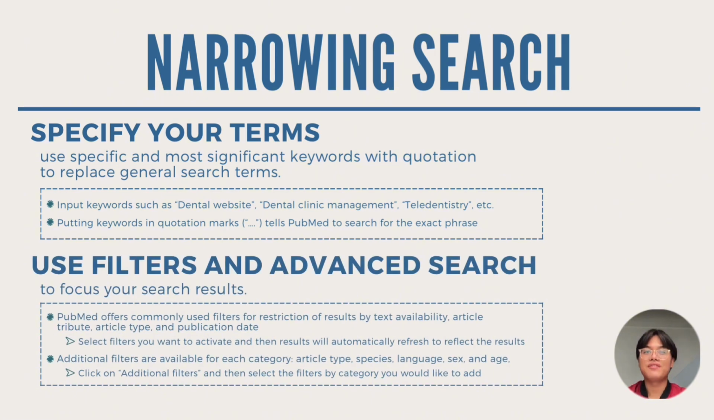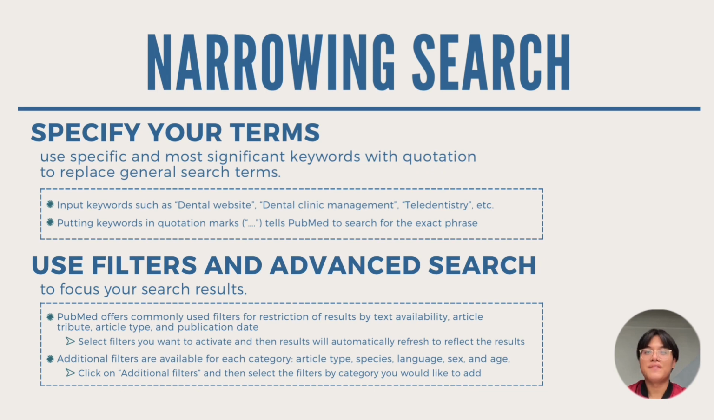Use filters and advanced search to focus your search results. PubMed offers commonly used filters for restriction of results by text availability, article attribute, article type, and publication date, which appear automatically in the sidebar. Select filters you want to activate from the sidebar. Results will automatically refresh to reflect the results within your original search that included the filter.